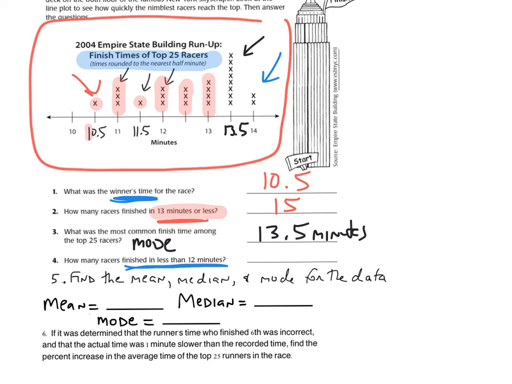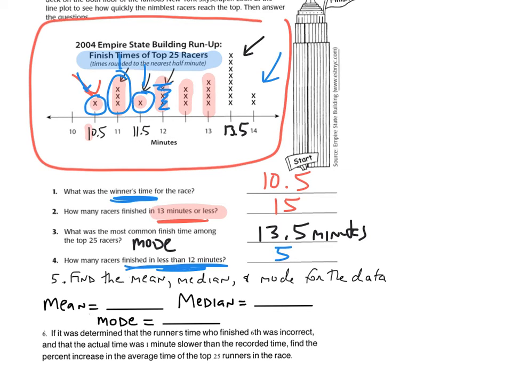Number 4, how many racers finished in less than 12 minutes. So here I want to count up the 10.5, the 11, and the 11.5. Here it says less than 12 minutes, so I'm not counting up to 12. So it looks like here I have 1 plus 3 plus 1, or 5.